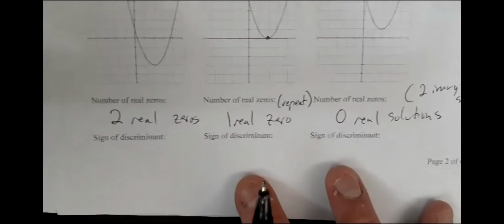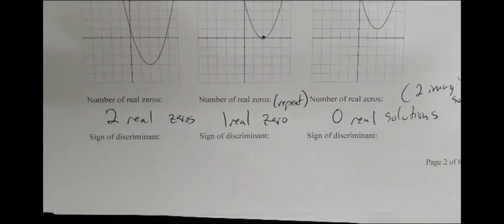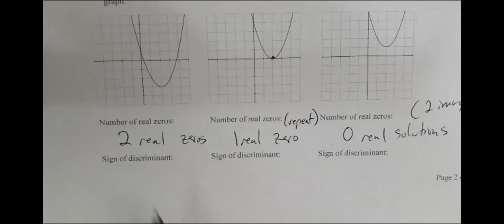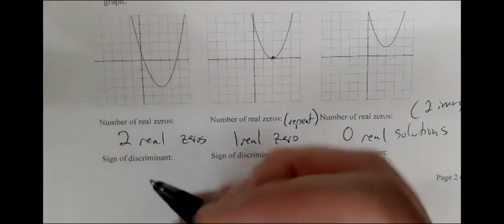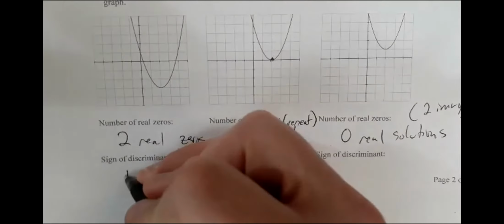So now we're thinking about the sign of the discriminant and the types of solutions we got. This is sort of from the last time, but if we're getting two real zeros, the discriminant is the thing that is inside your square root.